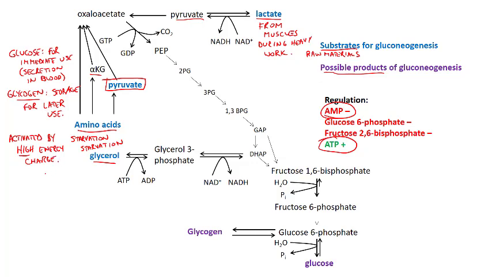The energy charge you can think of as the ratio of ATP to ADP and AMP. And so if you've got a lot of ATP lying around because you're not using it, one thing the liver can do with it is to put it to good use by making glucose.